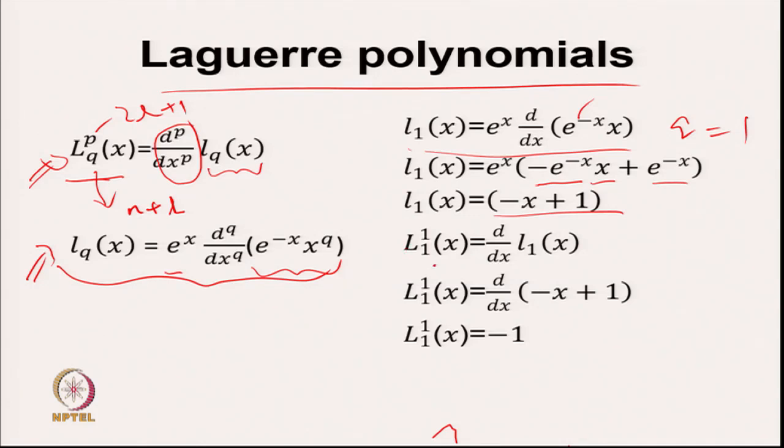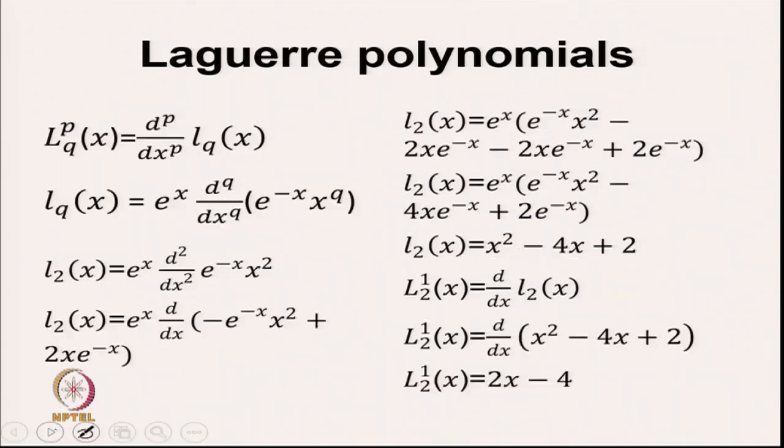Now, we solved L_q(x), now we will solve the second one. That is written as L with superscript 1 and subscript 1, L_1^1. This will be equal to d/dx, since p is 1, of L_1(x), which we just calculated, and that is equal to minus x plus 1. If I differentiate this, what I am going to get is minus 1. So, L_1^1(x) is equal to minus 1. So, this is the value of the first polynomial.